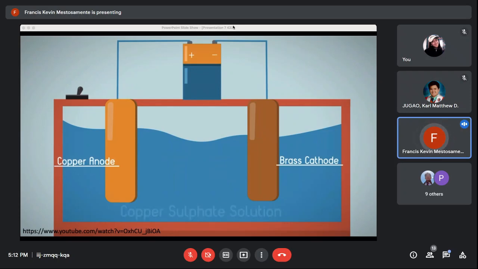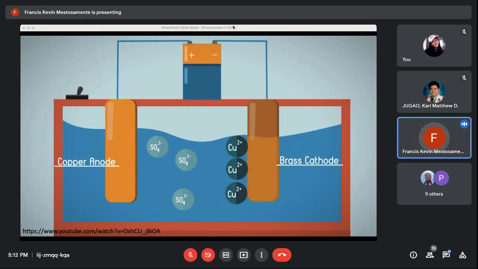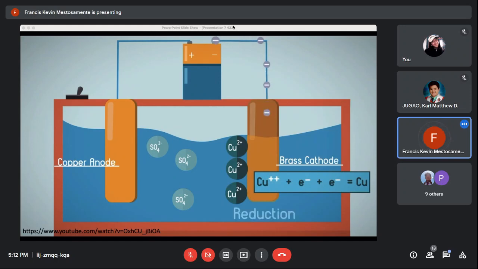So, copper sulfate solution. Copper sulfate solution contains blue copper ions and colorless sulfate ions. The copper ions are positively charged and so are attracted to the negatively charged brass cathode. The copper ions deposit onto the brass, producing the thin copper plate. The positively charged copper ions gain electrons, which is known as reduction. The sulfate ions are negatively charged and so are attracted to the positively charged copper anode.